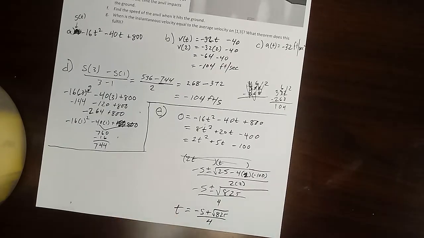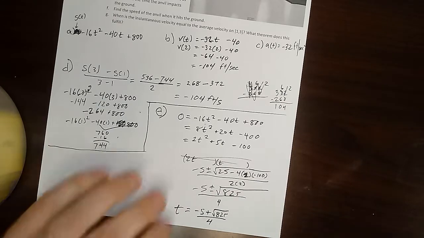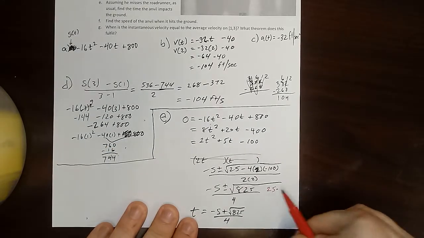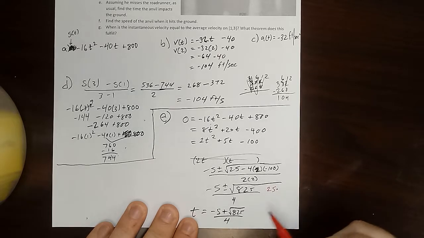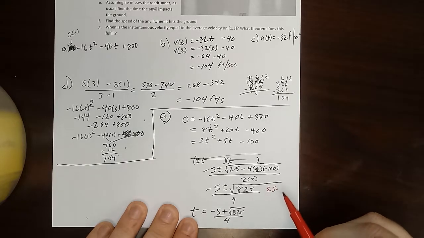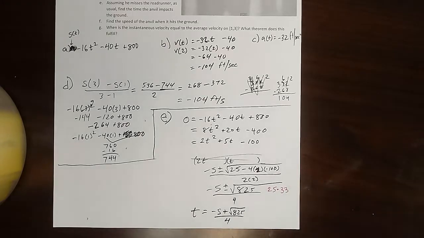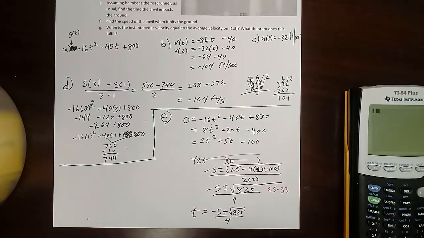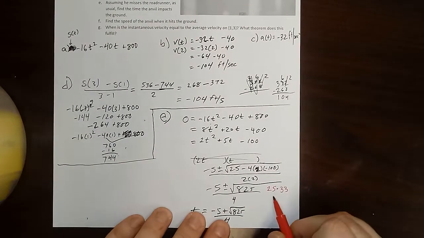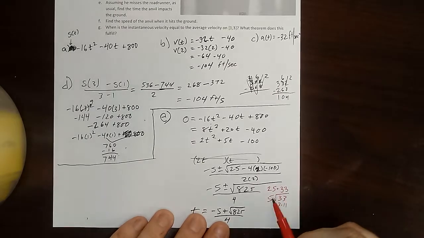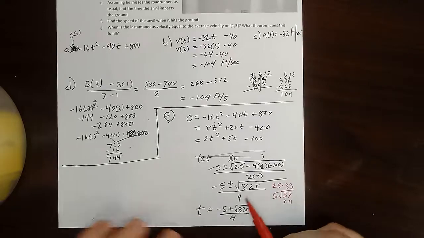And for those of you that really want to simplify that square root of 825, I know that this is 25 times 33, so I could rewrite this as 5 root 33, and that's only 3 times 11. That's its prime factorization. All right, so that's our time.